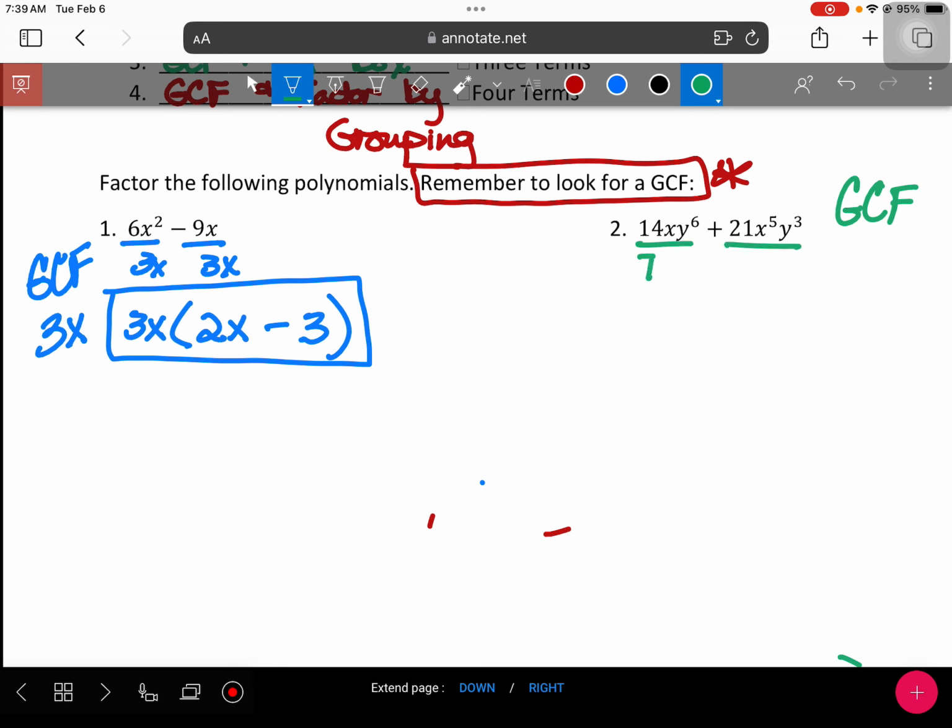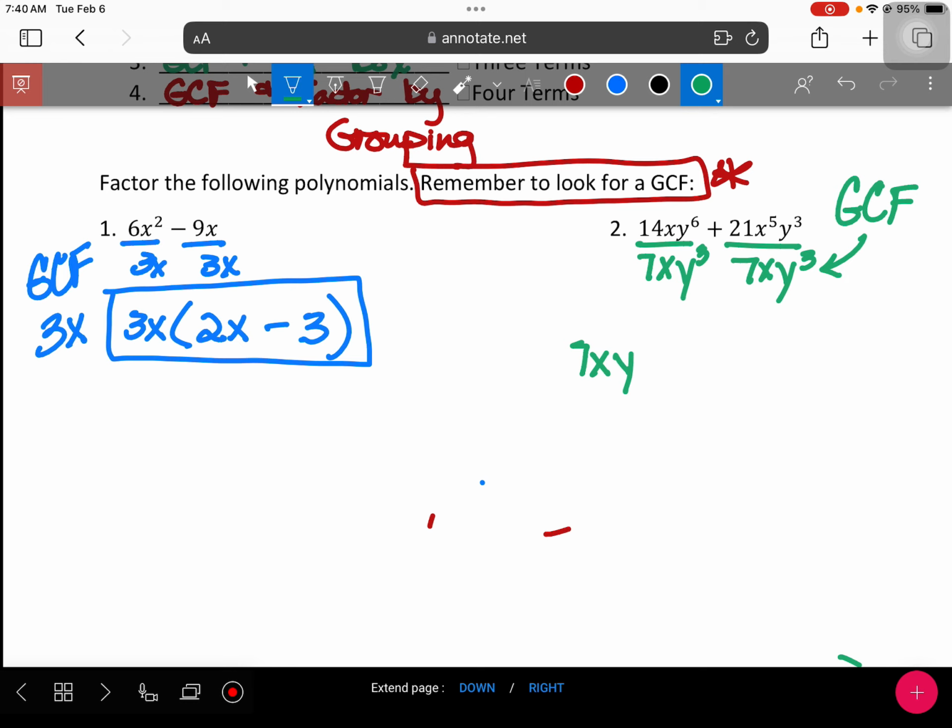Okay, what about these x's? How many x's can I factor out of both? 1, she says. Good answer. How many y's can I factor out of both? 3. It's always the smallest amount when it comes to the variables, because it's not common if you can't include them all. So that is my GCF, but I need to factor it.